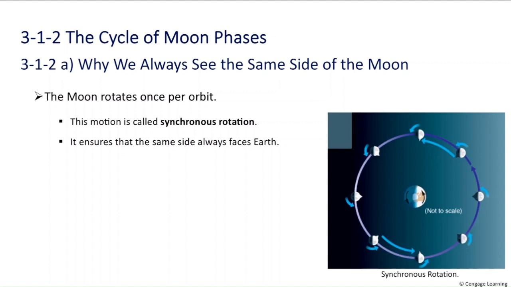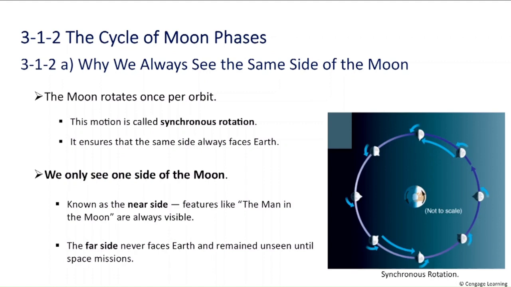It's like the moon is dancing around Earth, always keeping one face towards us, like someone walking in a circle but always staring at you. That's why we only ever see the near side of the moon, with the same familiar mountains, craters, and those dark patches we call Maria. The far side stayed a mystery until spacecraft photographed it.